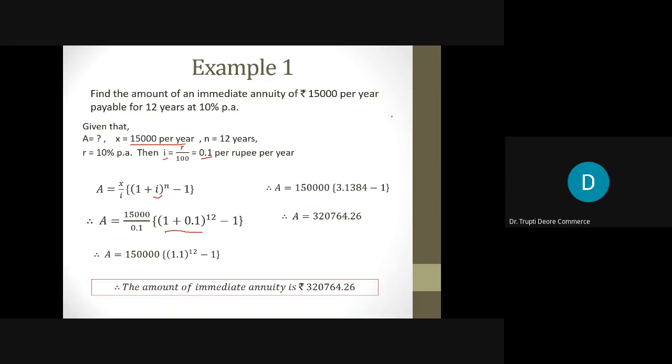The amount of the immediate annuity is rupees 3,20,764.26. Okay, understand the sum. Anyone has a query?